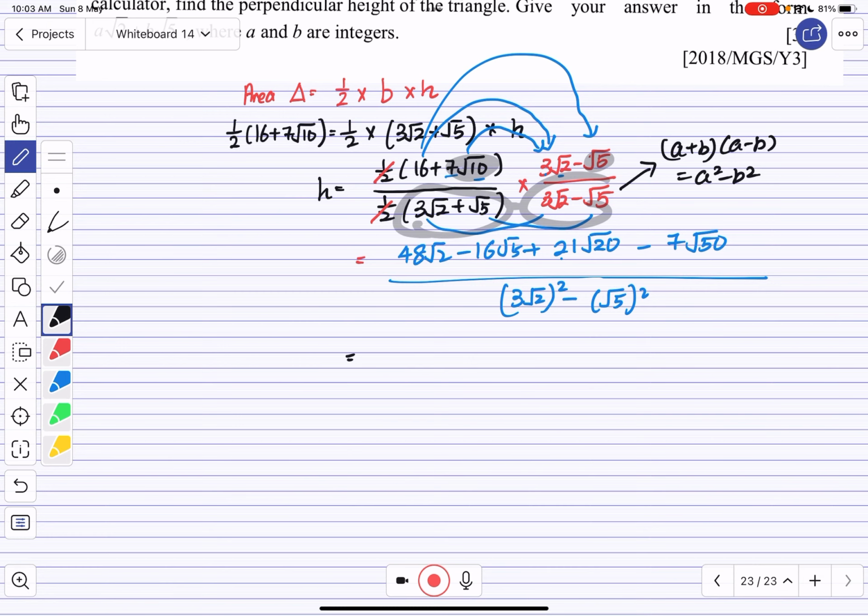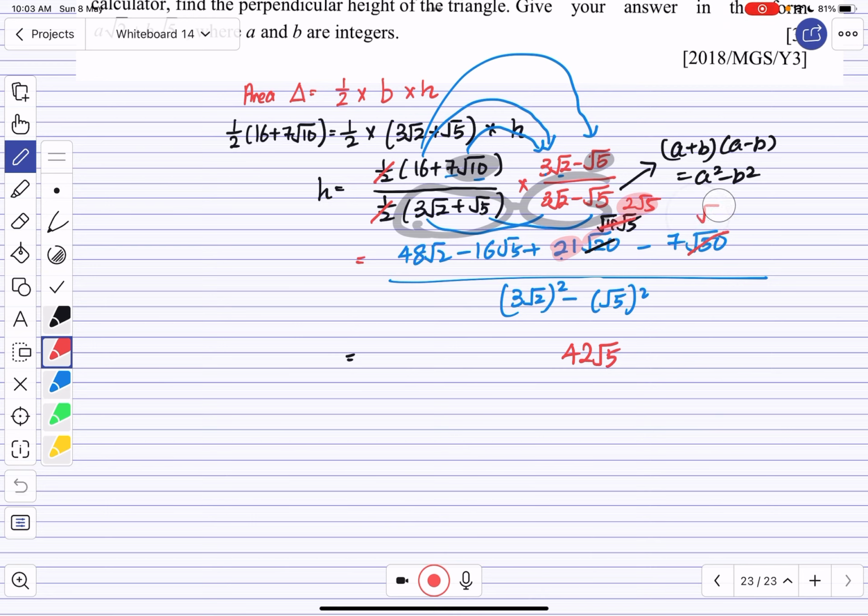Let me try to simplify them together. 21 square root 20 can be the same as square root 4 square root 5, right? So square root 4 is the same as 2. So this is the same as 2 square root 5. Combining 21 and 2 square root 5, that will probably give us a 42 square root 5.